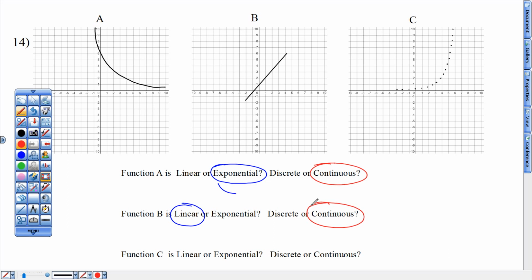And then my last one, here we go. Straight or curvy. Definitely curvy. Those dots are forming a curve. That's an exponential curve. All right, here we go. Dots or no dots. Those are dots right here. So that would be discrete data right there.